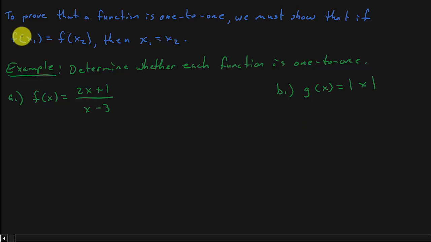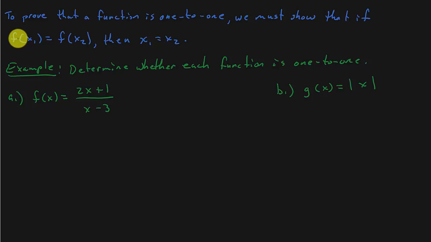Okay. The other way is if you know what the graph looks like, then you can determine if it's a function or not. I mean, if it's a one-to-one function. Okay, that's another way you can do it. But let's apply this property here.